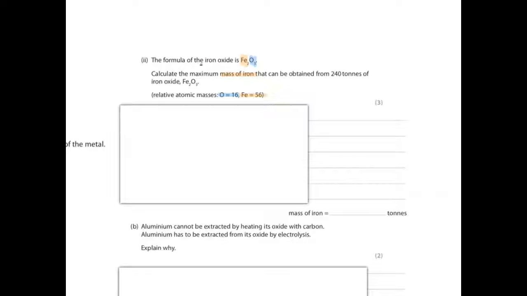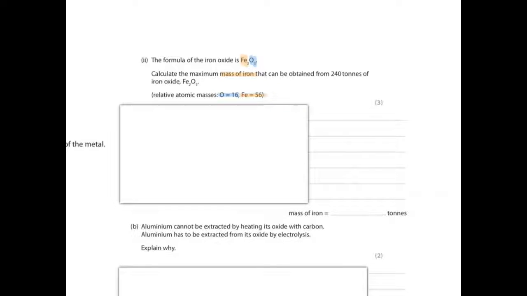The formula for iron oxide is Fe2O3. Calculate the maximum mass of iron that can be obtained from 240 tons of iron oxide, Fe2O3. So in other words, if you have 240 tons of this, imagine in a perfect world, how much mass would be iron? Could you extract, if you could perfectly separate the iron from the oxygen, how much mass would you get? That's why it says maximum.